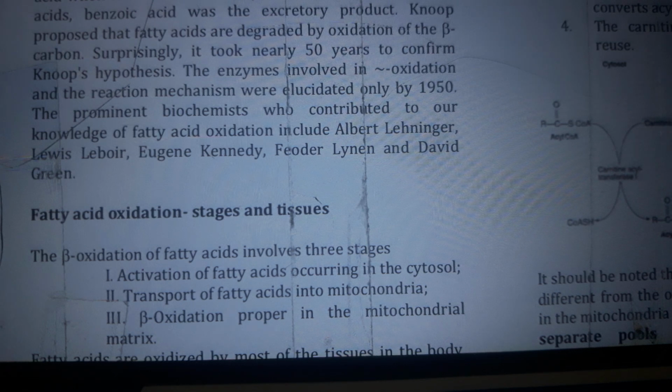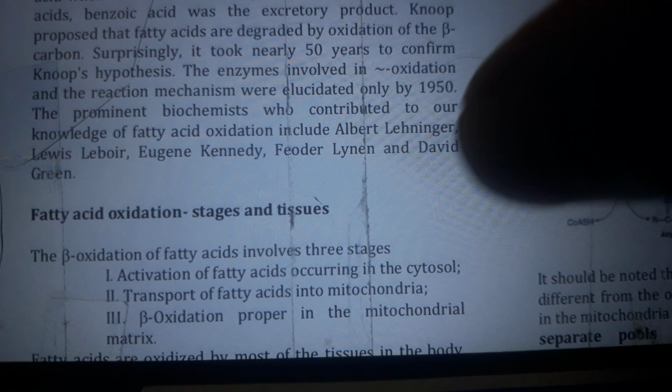The prominent biochemists who contributed to our knowledge of fatty acid oxidation include Albert Lehninger, Louis Leloir, Eugene Kennedy, Feodor Lynen, and David Green.